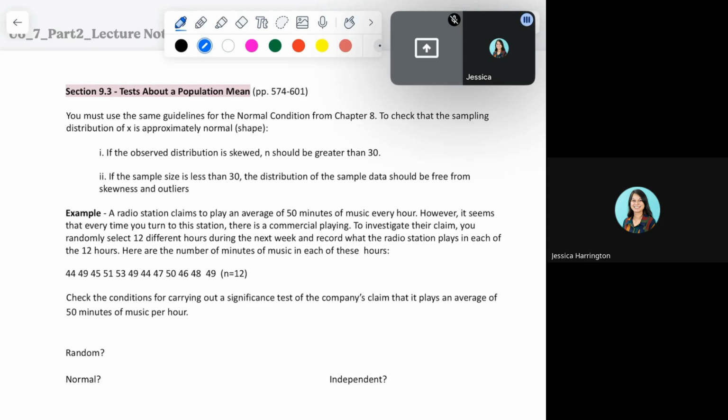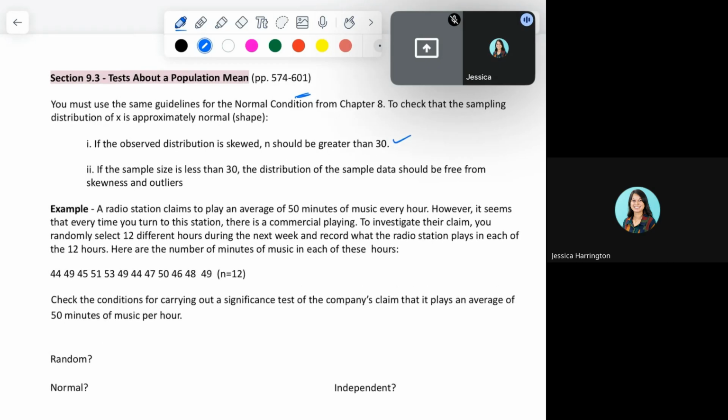So you must use the same guidelines for the normal condition from chapter 8, right? You have to check that the distribution is normal. If they say it's normal, you have to check for independence. You have to check if it's random. But remember, if the observation is skewed, you can still use it if n is greater than or equal to 30. That's the central limit theorem. And then if it's less than 30, you just have to check that it's free from skewness and outliers.